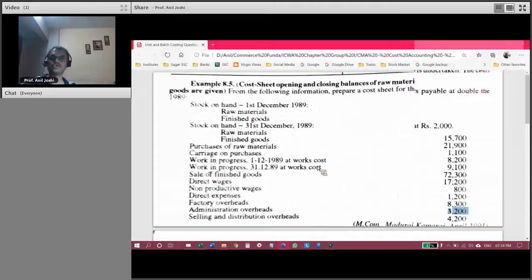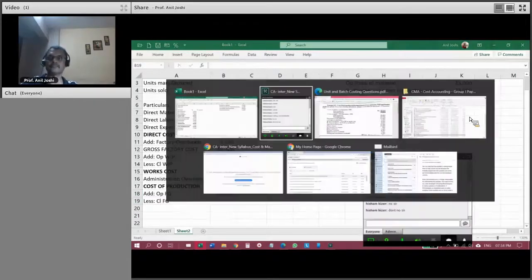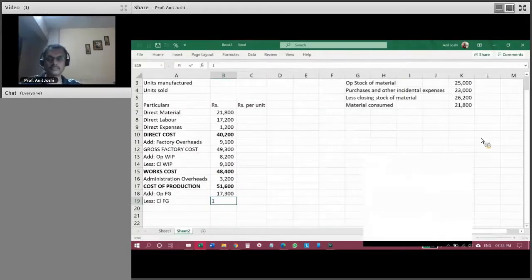How much is the opening finished good stock? 17,300. How much is the closing finished good stock? 15,700. That means what you are saying is, at the beginning of the month, I already had these many finished goods. Correct? Plus, during the year, I added further 51,600 in my finished goods. That means total how many finished goods I had? These two together.